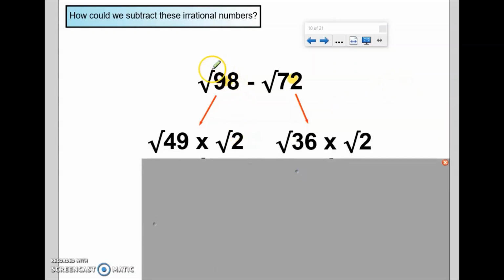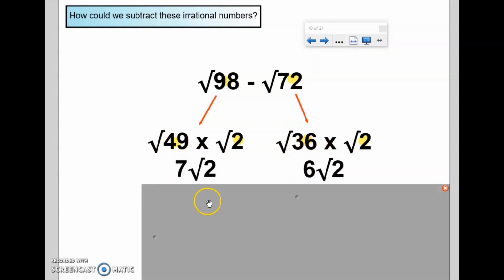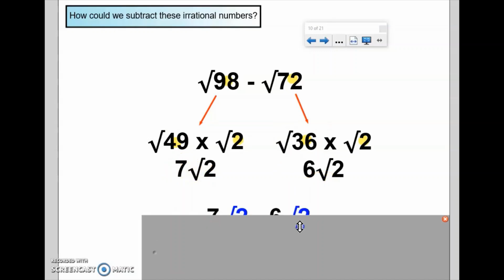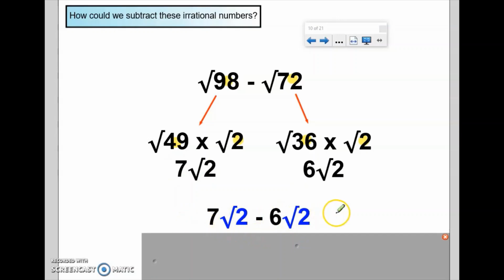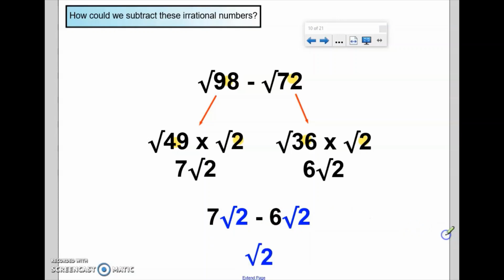So I'm going to split root 98 into root 49 and root 2, and I'm going to split root 72 into root 36 and root 2. 49 being the square number here, 36 being the square number here. They both simplify down to 7 root 2 and 6 root 2. Therefore, I can go ahead and do the subtract. Again, treating it like algebra, 7 root 2's take away 6 root 2's is going to leave me with 1 root 2, or I could just say root 2.